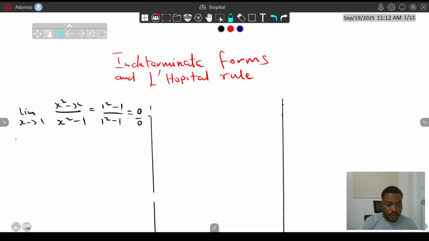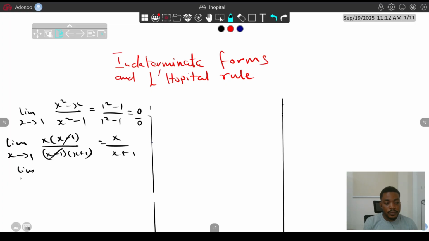So if we factorize the numerator by saying limit as x approaches 1 of x times x minus 1 all over x minus 1 times x plus 1, then this cancels out, and then we have x over x plus 1. So now if we take the limit of this function, we have 1 over 1 plus 1, which is 1 over 2. Great. So now, what if we have a function like this?